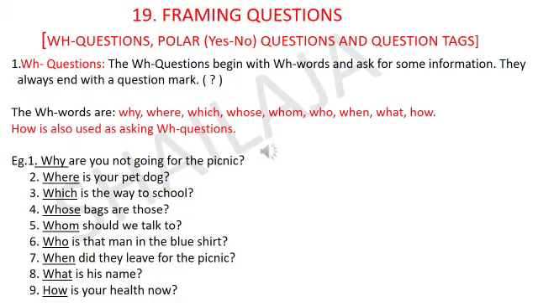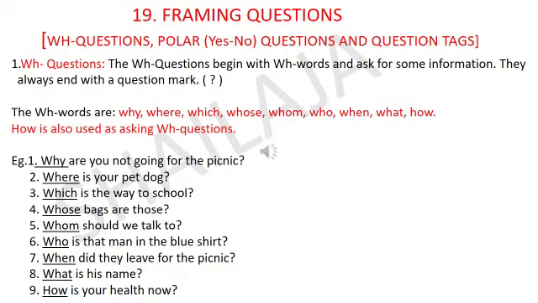They are also called yes-no questions, children. Now, WH questions begin with WH words and ask for some information. They always end with a question mark. Now, what are the WH words? They are why, where, which, whose, whom, who, when, what, and how. How is also used for asking WH questions.